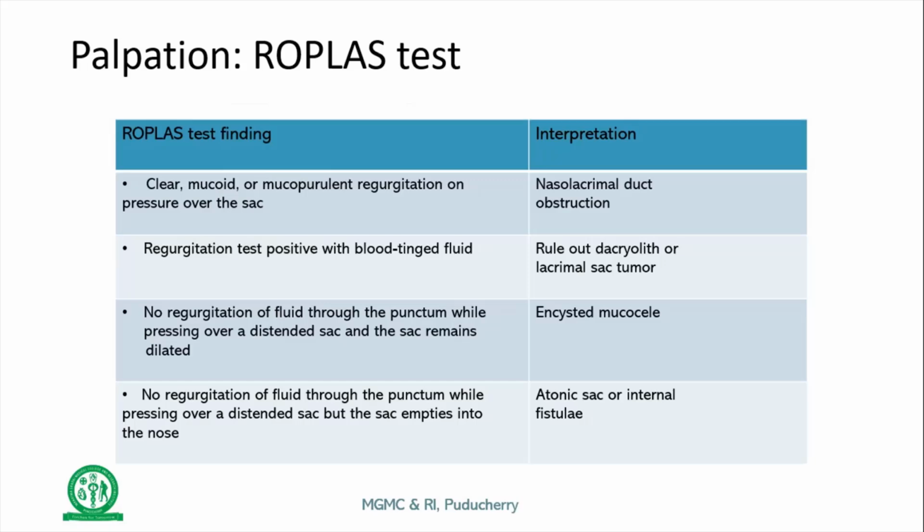So if we get a mucoid or mucopurulent regurgitation, that means it's a clear-cut case of NLD, and we won't need any further investigation to confirm this. Then if it is associated with blood-tinged fluid, if the regurgitation has a blood tinge, you have to rule out sac tumors. If there is no regurgitation, but still there is a distended sac, suspect encysted mucocele. If there is no regurgitation, but the sac empties on pressure, there could be some internal fistula or an atonic sac.